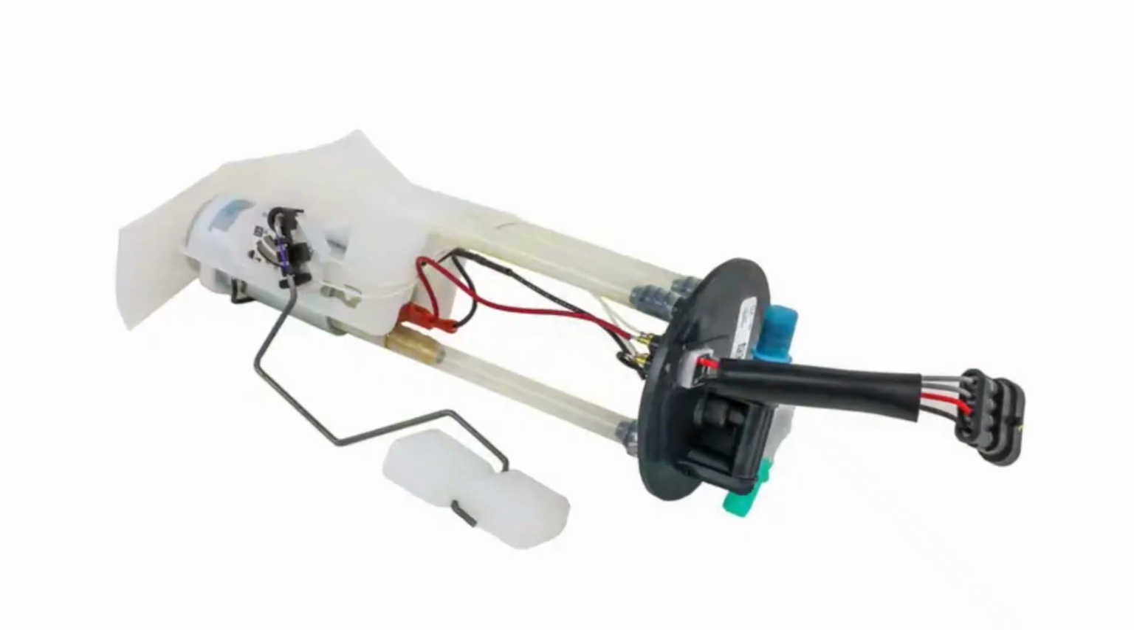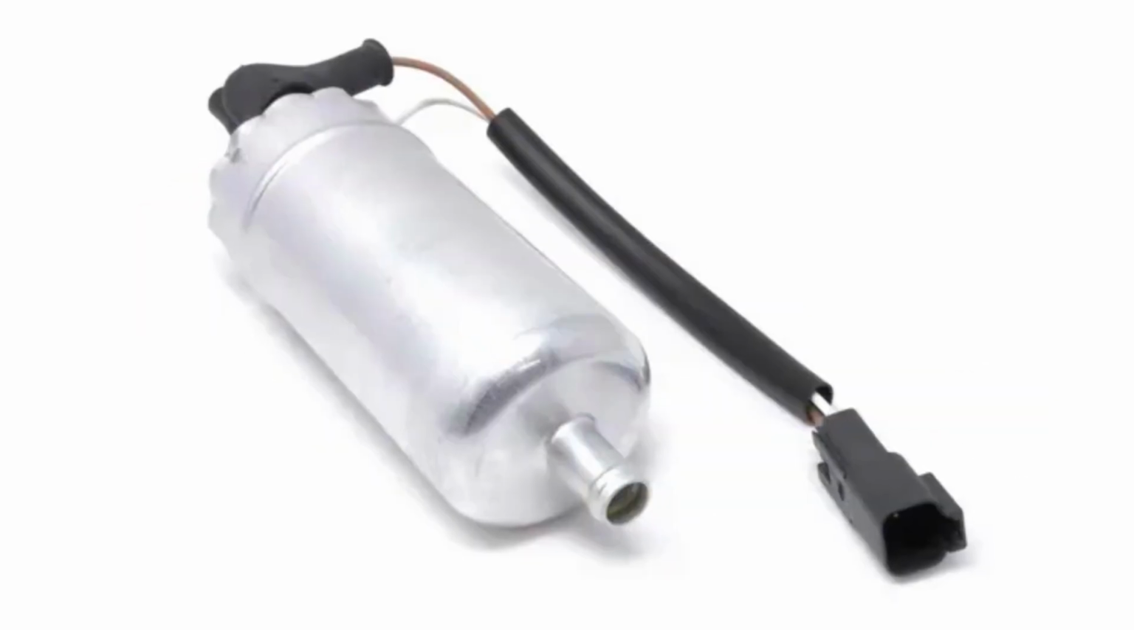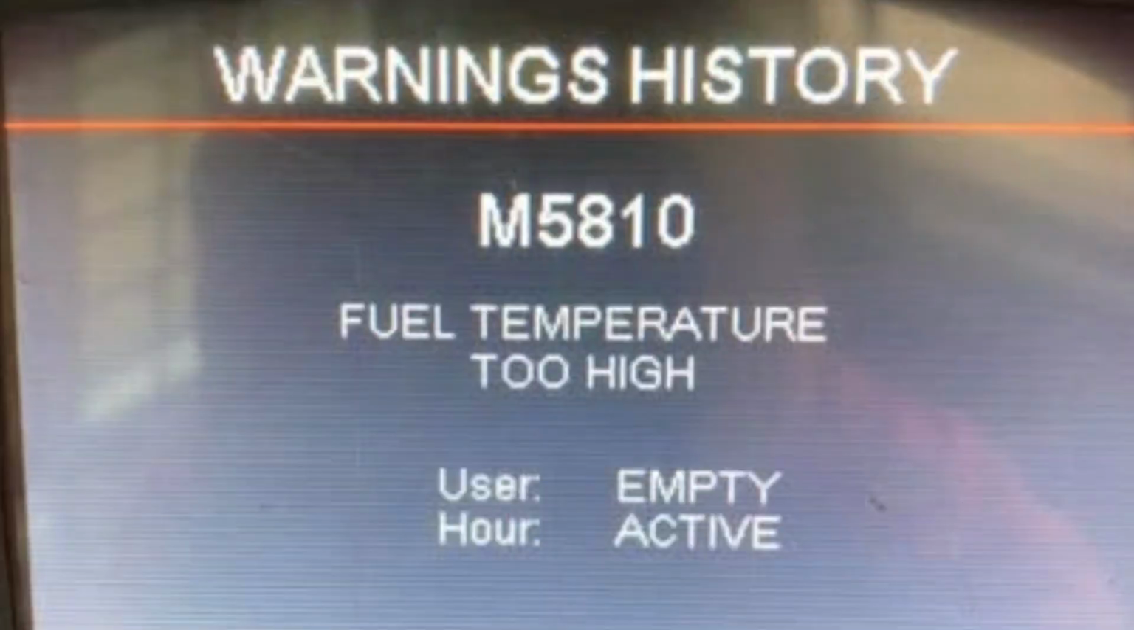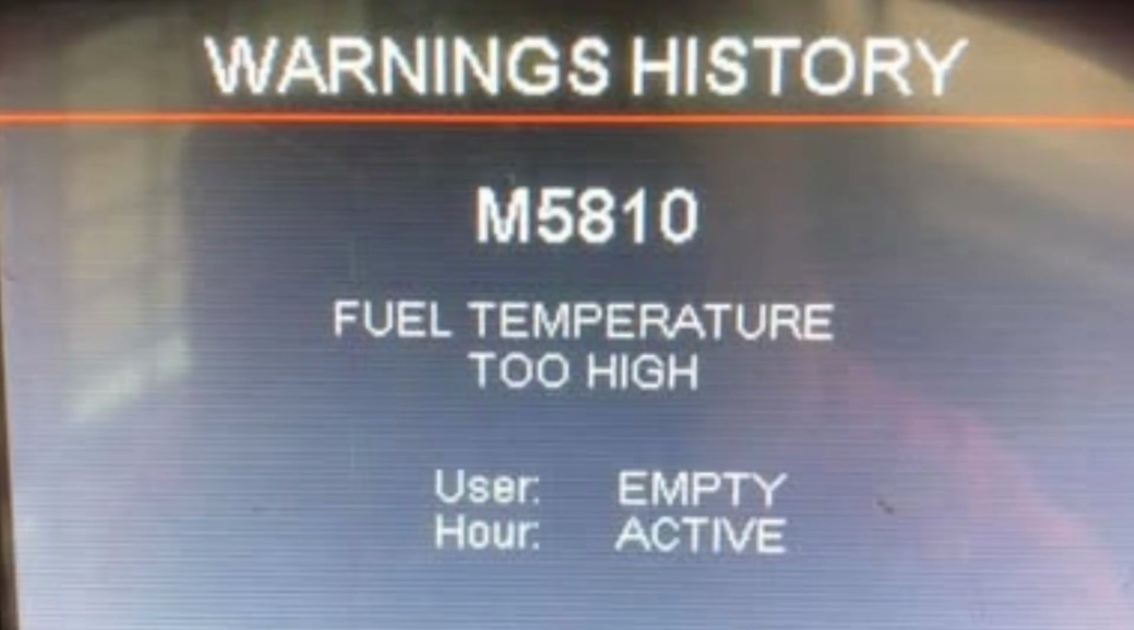One more thing to look at is the fuel pump. The problem is that when these pumps are about to die, they heat up badly and may heat up the fuel that they are pumping. This will trigger the fuel temperature sensor to set up the code in the control modules and may result in the M5810 code. But I wouldn't say this is a very common thing. Anyway, if you can't locate the problem, replacing the fuel pump may also be a good idea.